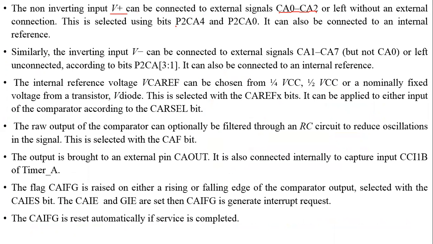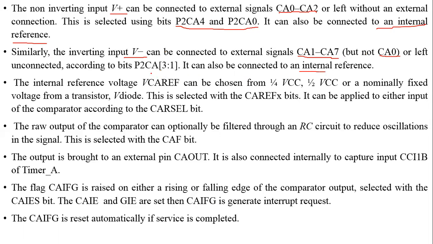So these signals are selected by using the 4th bit and 0th bit. And if you are not using it at that time, you can use it as an internal reference. Similarly, the non-inverting terminal will be connected to CA1 to CA7. We are not using CA0. And if you are not using it as external, at that time you can use it as an internal reference.